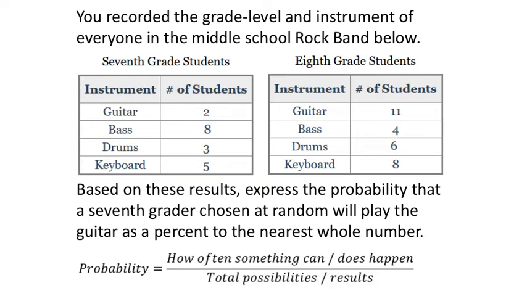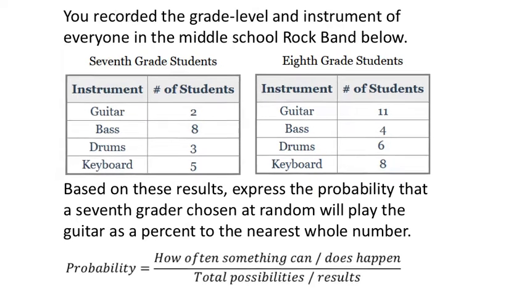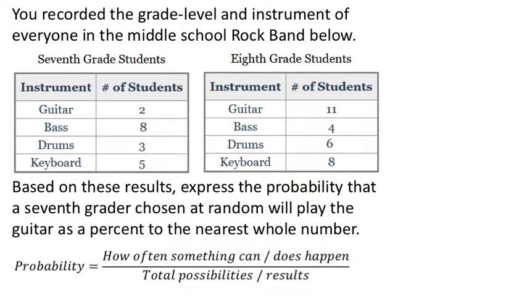Here you recorded the grade level and instrument of everyone in the middle school rock band below. We got 7th and 8th graders. Based on these results, express the probability that a 7th grader chosen at random will play the guitar as a percent to the nearest whole number. So again, we'll look at this as a probability. And we'll start with the fraction, I guess. But it does say that it wants the answer changed to a percent eventually. You guys try this one out. Take 1 minute, try it out, then we'll go over it.